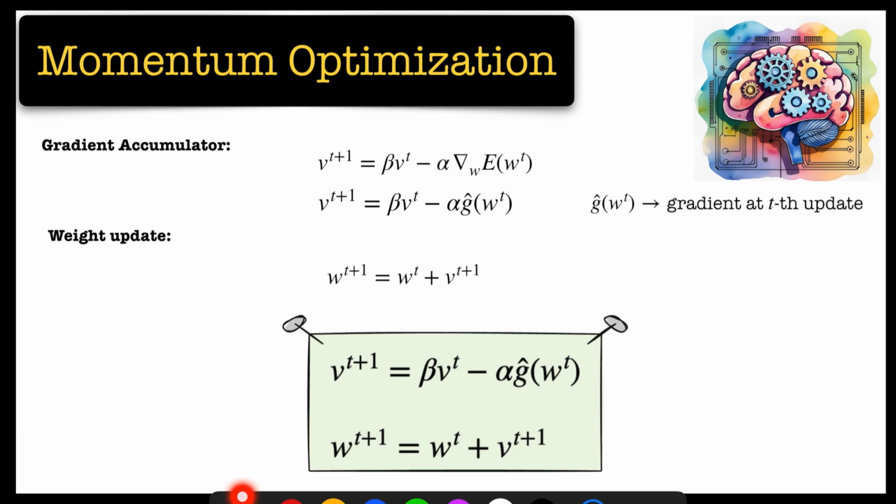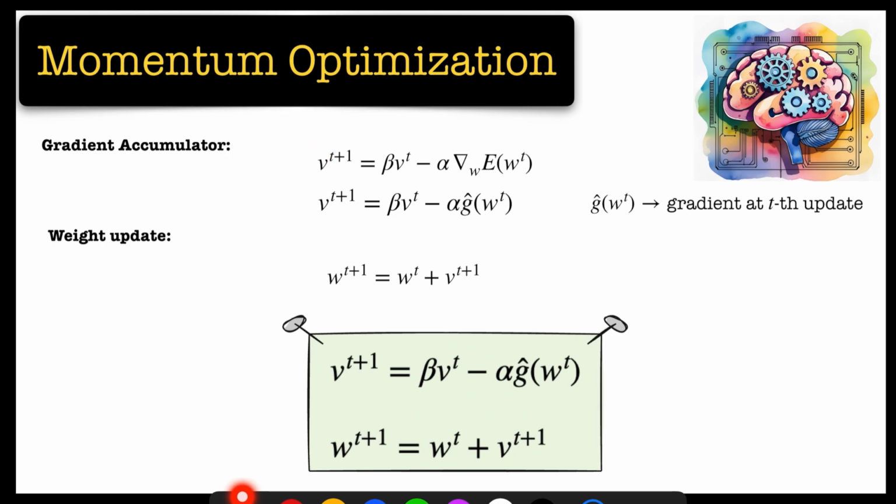What momentum does is introduce a concept of velocity. What is velocity? Instead of using the current gradient, we accumulate gradients from previous steps. We have to keep track of the direction across multiple iterations, right? So we have to keep track of the previous iterations. Instead of using the current gradient, we accumulate gradients from previous steps. So this is the gradient accumulator.